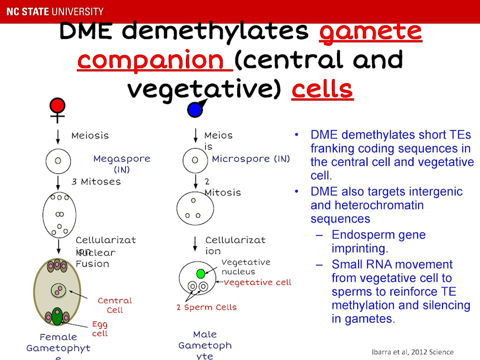And this pollen will germinate and form the pollen tube. So part of the function of a vegetative cell is to facilitate pollen tube growth and to help with delivering the two sperm cells to the female gametes. From the genomic work, we know that DEMETER mainly demethylates short transposable elements that flank the coding sequence, and because of their demethylation, it affects the transcription of the genes nearby.